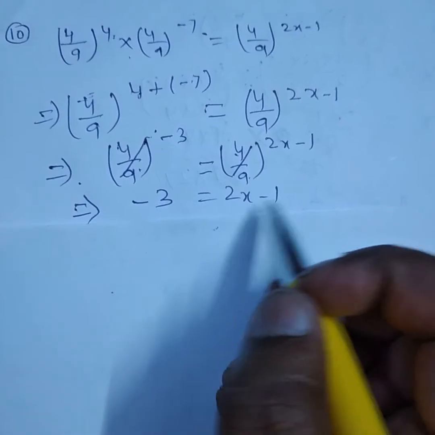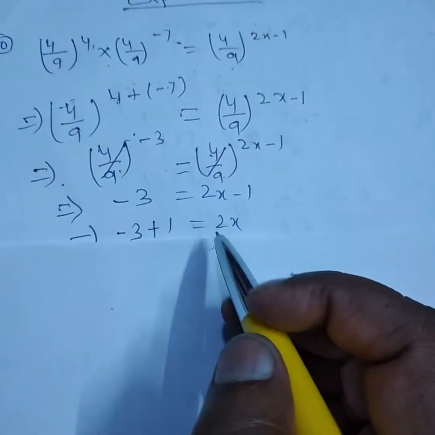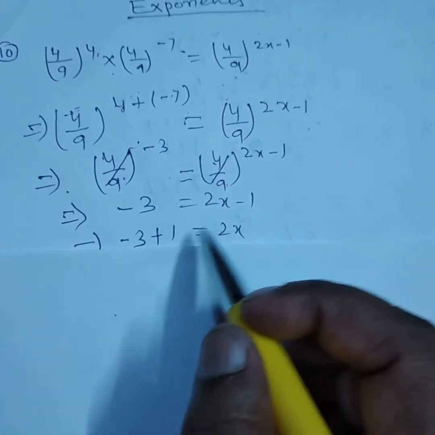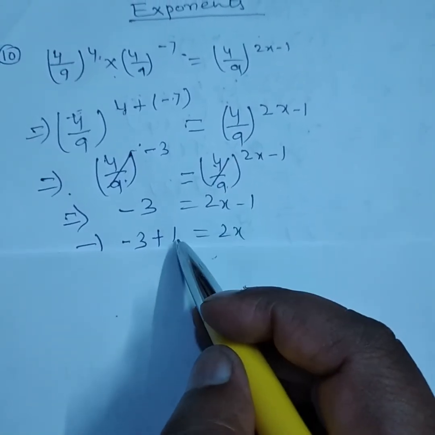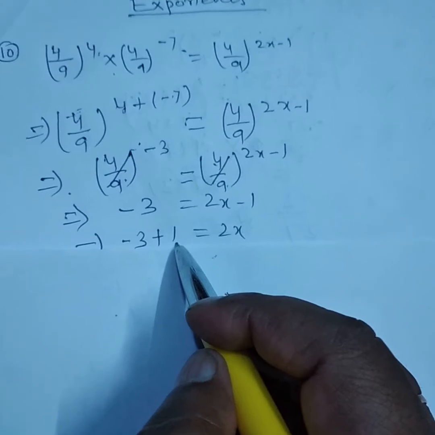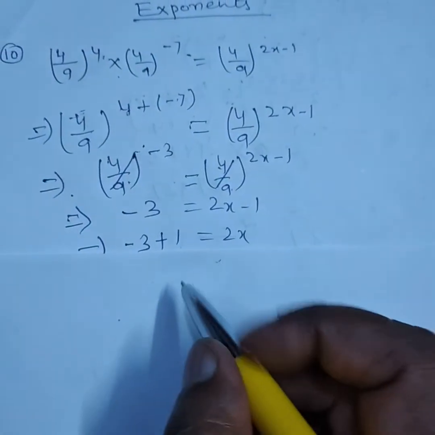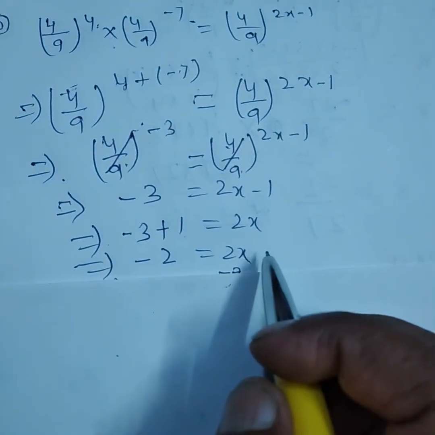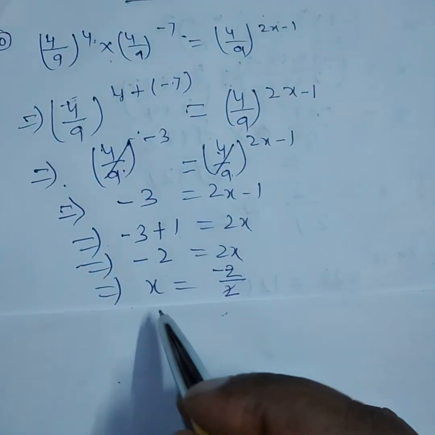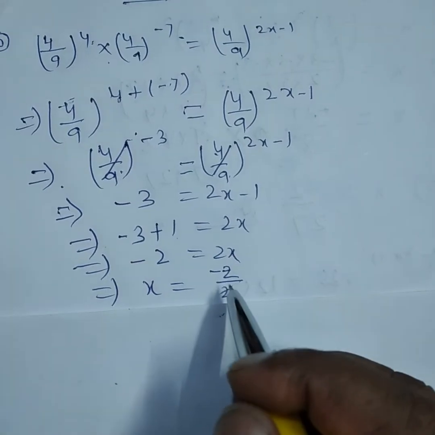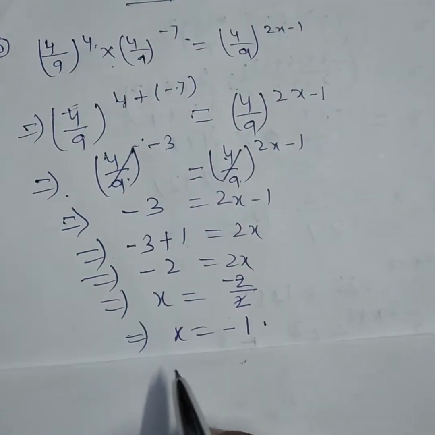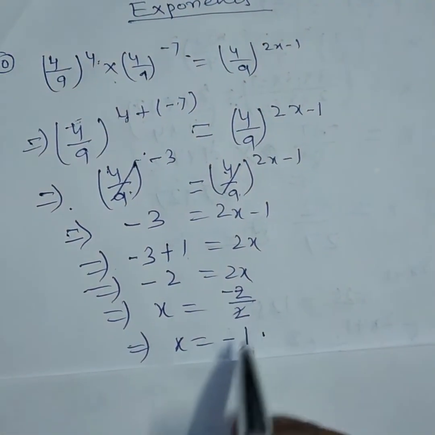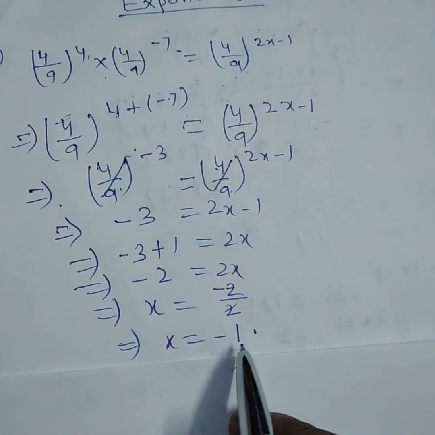Minus 3 equal to 2x minus 1. Minus 1 on this side, when we transfer it to the RHS, it will become plus 1, so minus 3 plus 1 equal to 2x. Minus 2 equal to 2x, x equal to minus 2 upon 2, which implies that x equal to minus 1, because 2 and 2 will be cancelled and negative remains, so it will be minus 1.